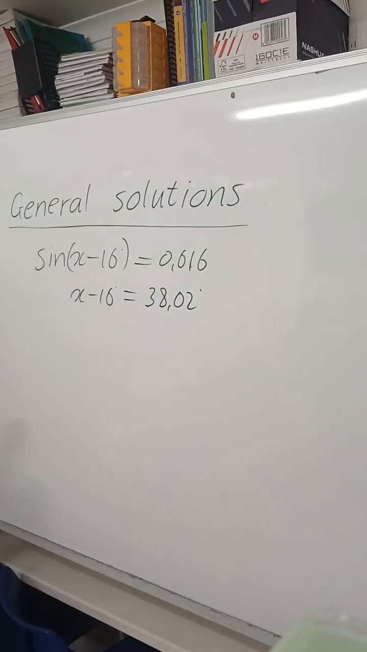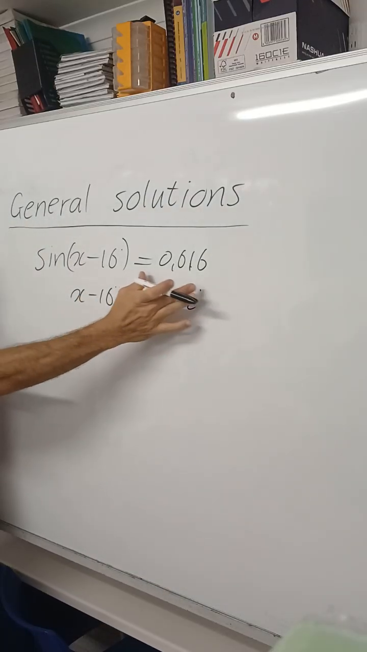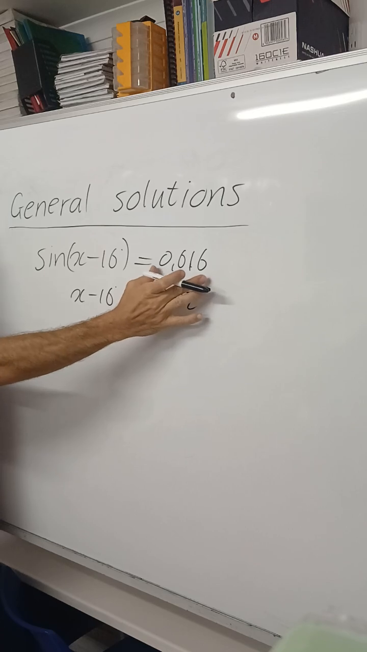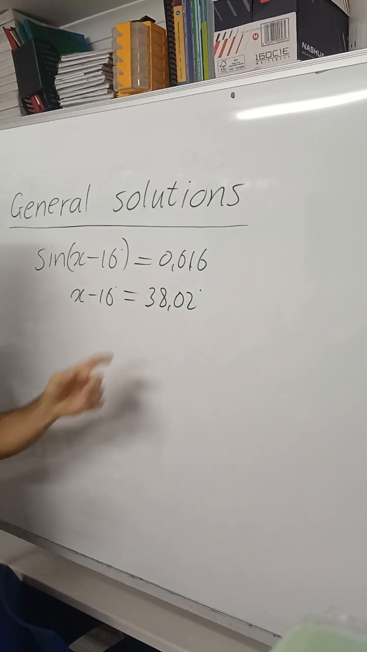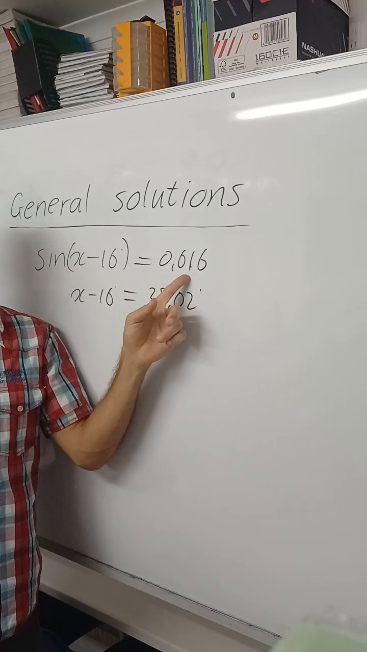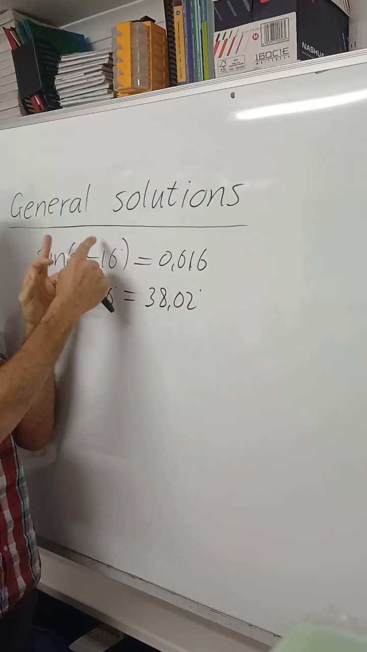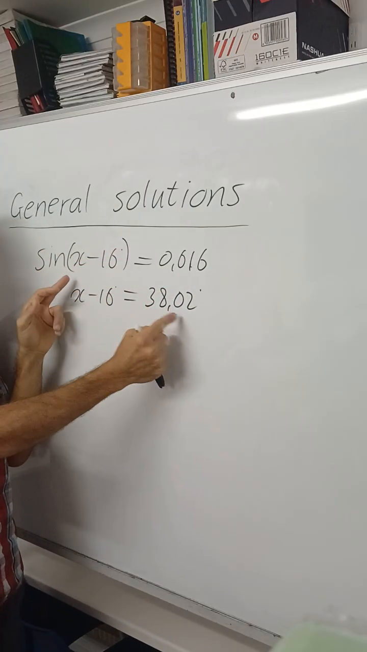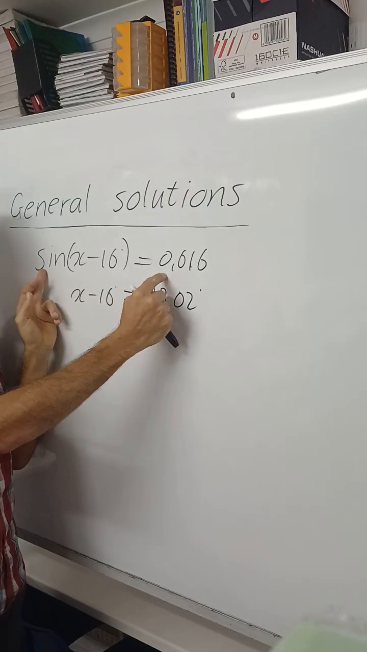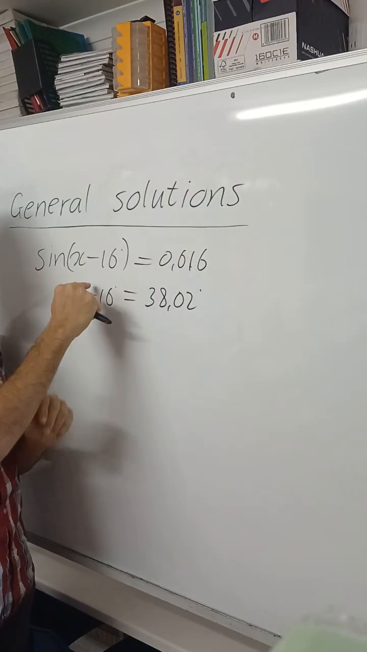But remember now, that is if it's in the first quadrant, because sine is positive in the first quadrant. But where else is sine positive? In the second quadrant. So this angle should be fine. We can put in sine 38,02 and then get this answer. But there's another one.